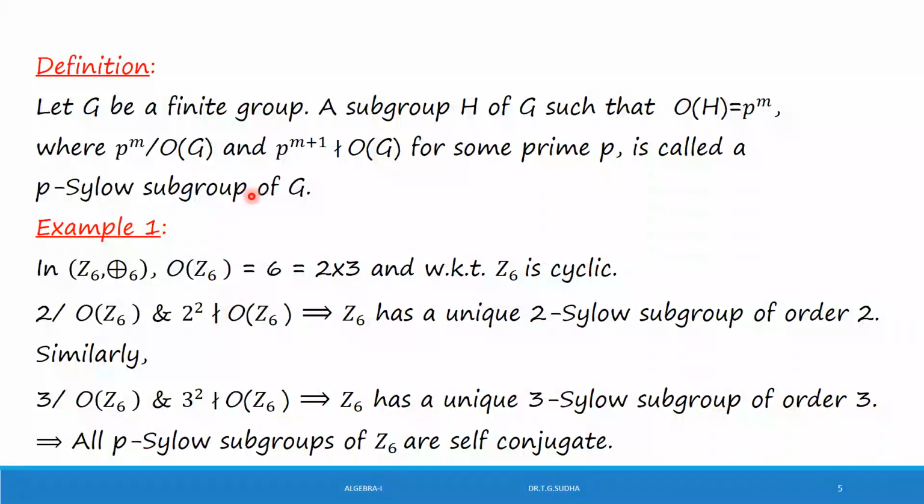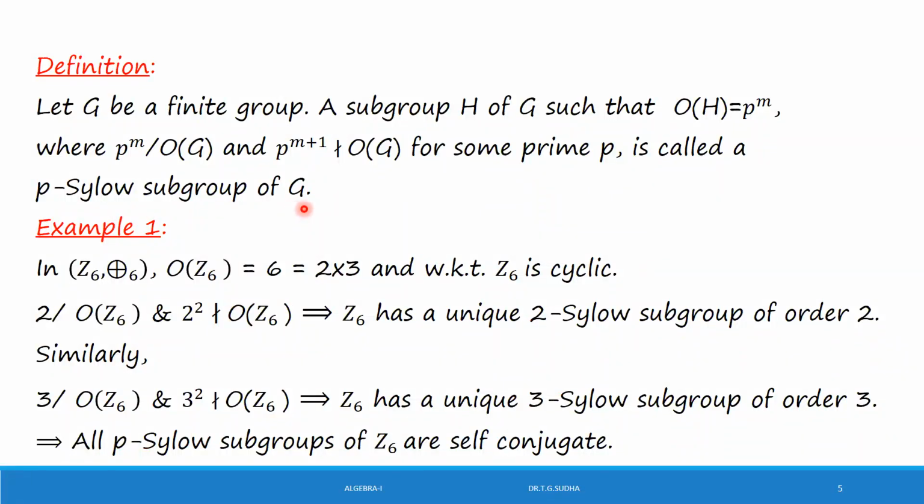Let us recapitulate the definition of a P-Sylow subgroup. Let G be a finite group. A subgroup H of G is such that the order of H is equal to P to the power of M, where P is a prime, and P to the power of M divides the order of G, and P to the power of M plus 1 does not divide the order of G, then H is said to be a P-Sylow subgroup of G.